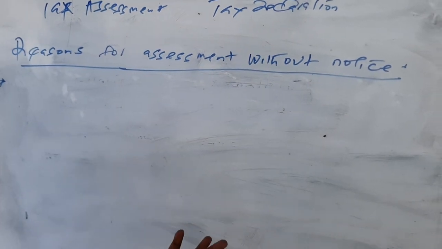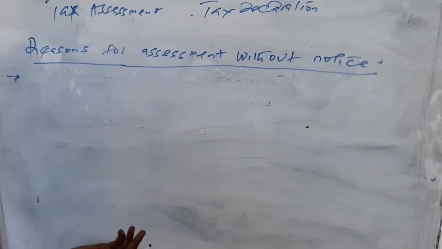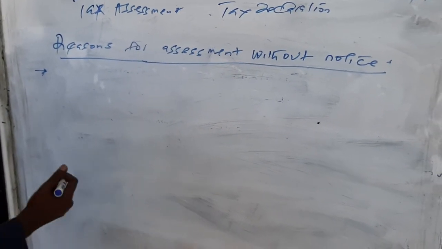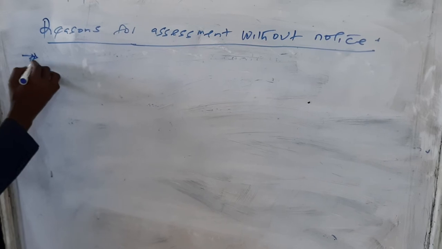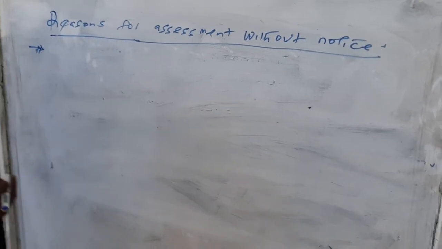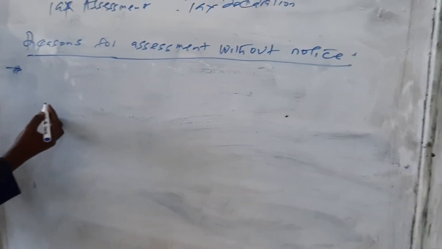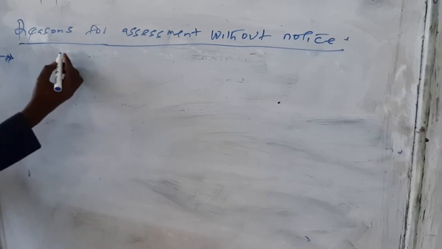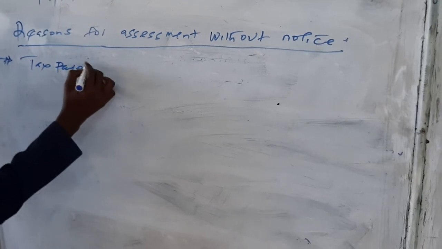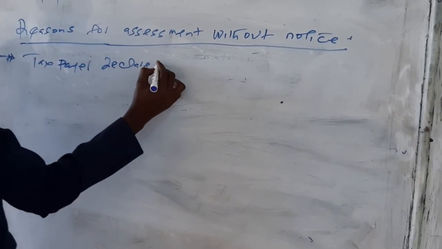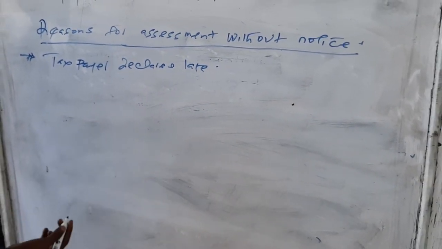Sometimes these notes of assessment can be done without notice. And why does this assessment happen without a notice? There are different reasons or factors that lead to the issuance of assessment without notice. Number one reason can be if a taxpayer declares a rate, this can lead him to be assessed without a notice.